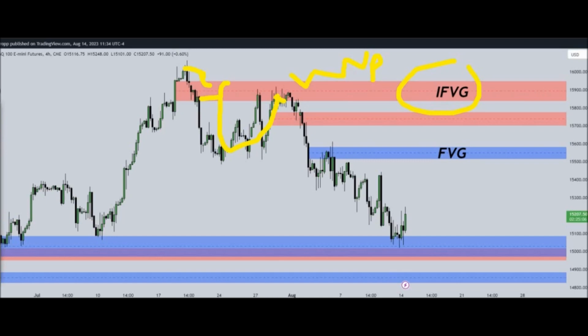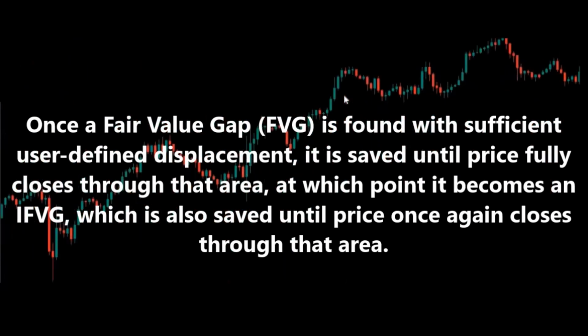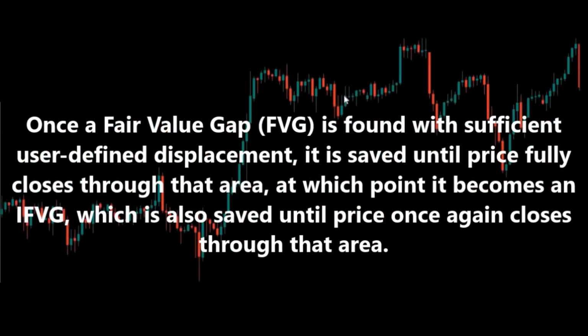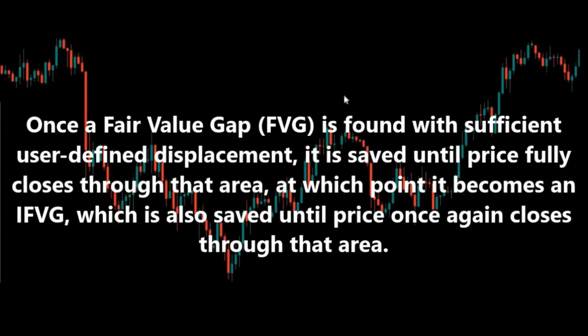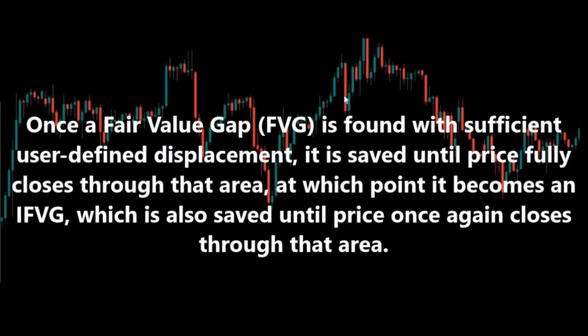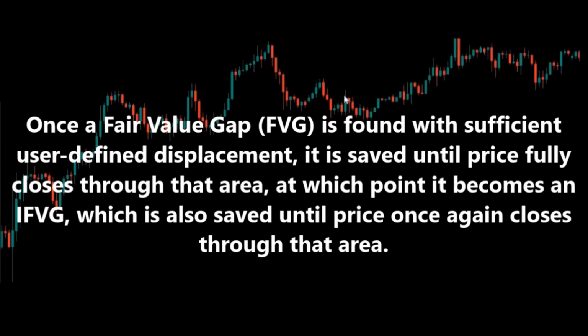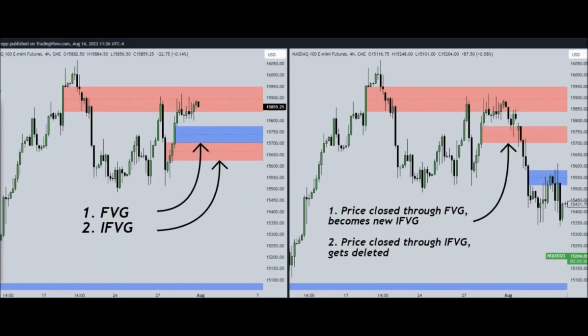Okay, so guys, once a fair value gap is found with sufficiently defined displacement, it is saved until price fully closes through that area, at which point it becomes an inverse fair value gap, which is also saved until price once again closes through the area, just as you can see on my chart over here. Looking at this chart, you can see we have number one, a fair value gap at this level shown in blue color, and we also have an inverse fair value gap, which is shown by level 2.